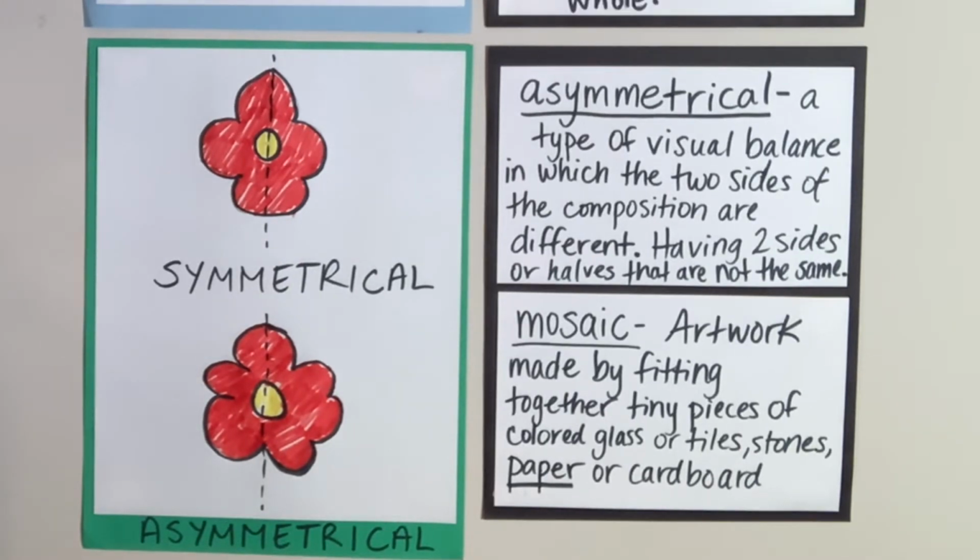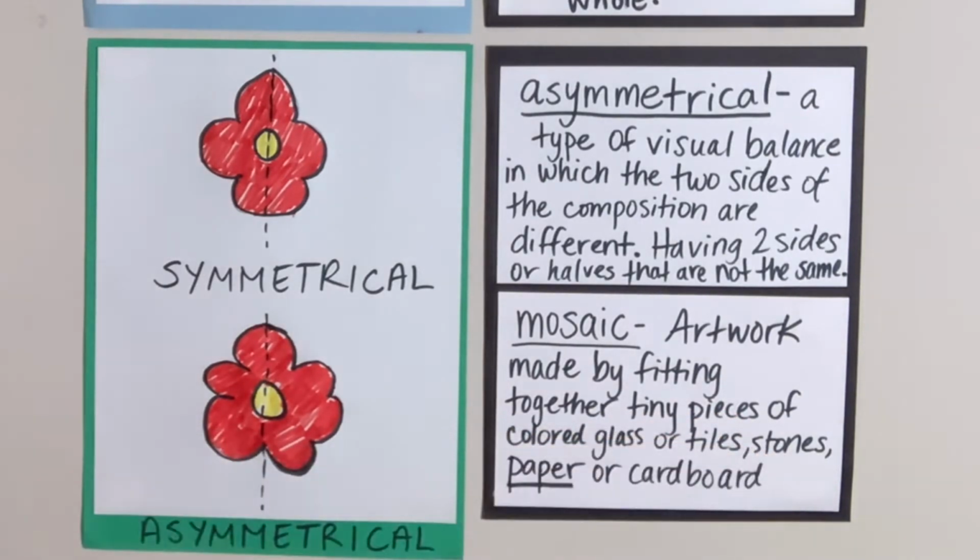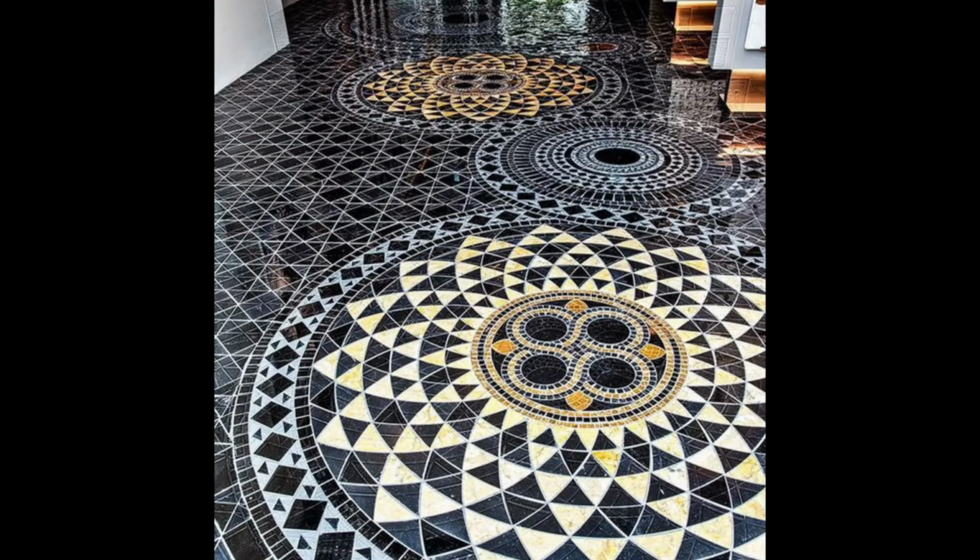Now, let's talk about mosaics. What is a mosaic? Well, we know that it's tiny pieces of colored glass, tiles, stones, paper, or cardboard. Where have you seen a mosaic? Sometimes we see mosaics in very old buildings. What's the oldest building you've been in? Did you see a mosaic on the floor when you walked in?